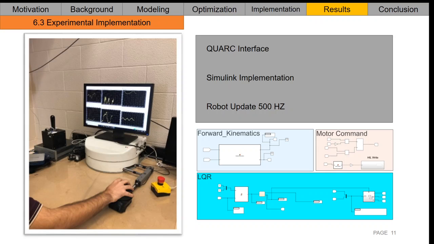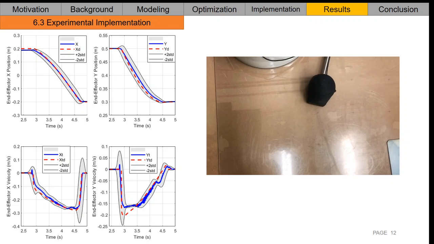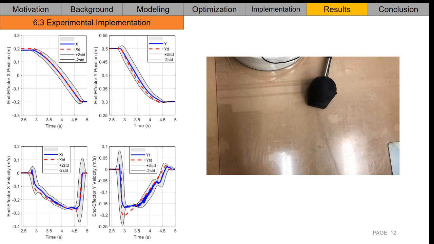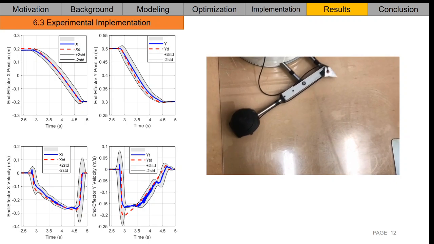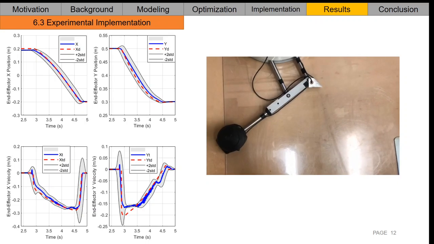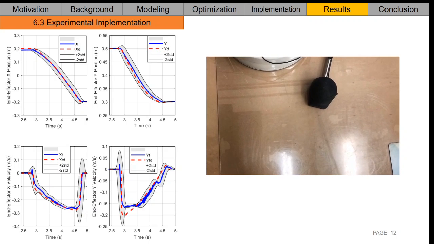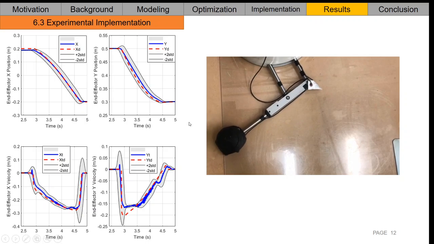We are using a Quark interface connected to Simulink to apply the controller on our experimental setup in real time. The robot updates at 500 Hz frequency, which is a high update speed. The real-time control results are shown on the left. The black lines indicate the two standard deviations of the values at each instance. The trajectory is successfully tracked using the stabilizer. Due to the COVID situation, we have not been able to test this controller on stroke patients and thus consider it for our future research.